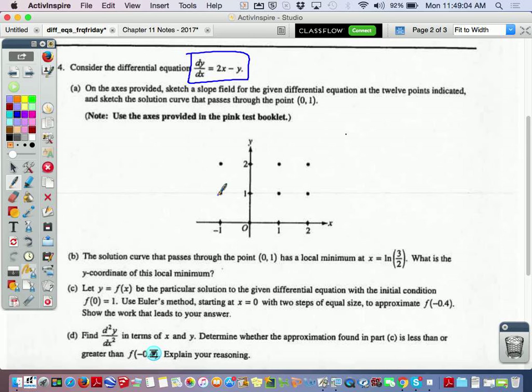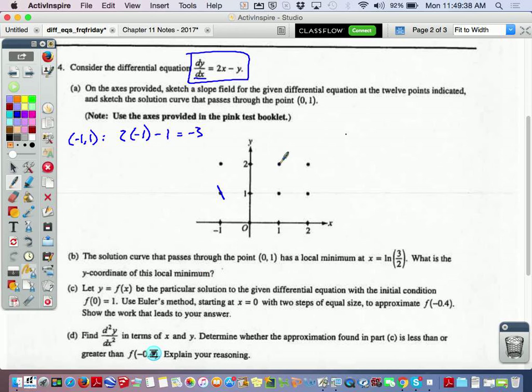So I'll just take maybe this point right here. At the point (-1, 1), what we would do is plug that point into the differential equation. That would give us 2 times -1 minus 1, and that would give us a slope of -3. And so what I want to do at this point is draw in a slope that looks like -3. So it's going to be fairly steep. It doesn't have to be perfect, but it's going to be steeper than -1, which should be more of like a 45.